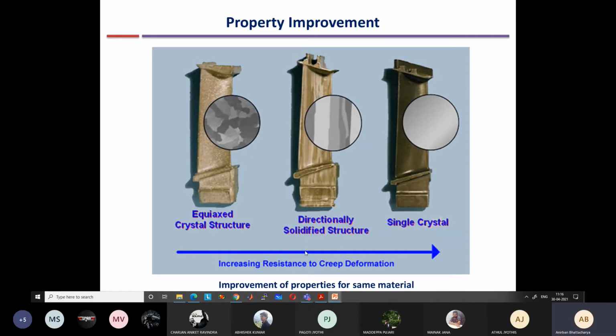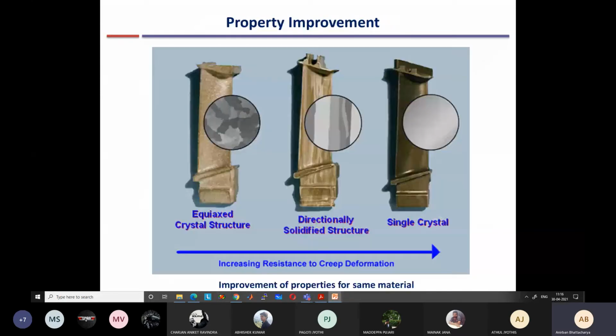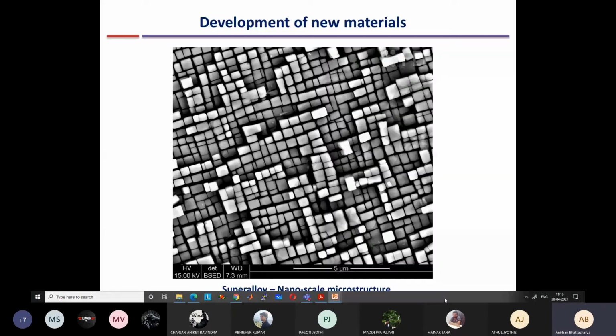Anyway, as it is shown here, there is increasing resistance to creep deformation along this direction, as you go towards the improved process. So again, digressing, not part of the course, but just because you are interested in turbine blades, I would also discuss a little bit about turbine blade material.